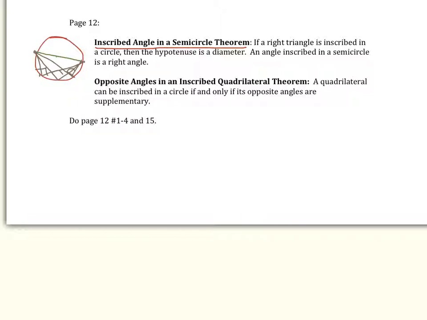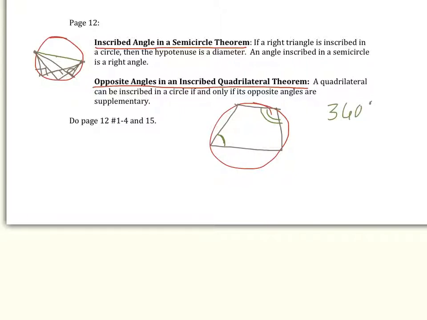All right, the next one would be our opposite angles in an inscribed quadrilateral theorem. So again, if I have a circle and I inscribe a quadrilateral in it, so in other words, just pick any 4 points, there is a relationship between opposite angles. So this angle here and this angle here have a certain relationship, as well as the other pair. And it is not ever that they're congruent unless it is a rectangle or a square. But what I want you to notice is there are 360 degrees in every circle.